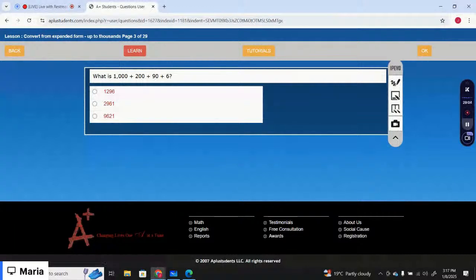What is 1,000 plus 200 plus 90 plus 6? Which is the correct option?